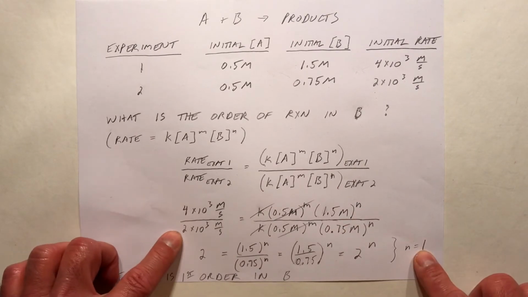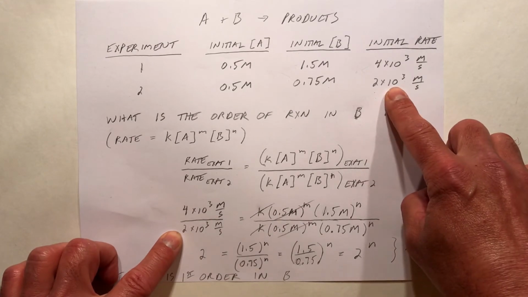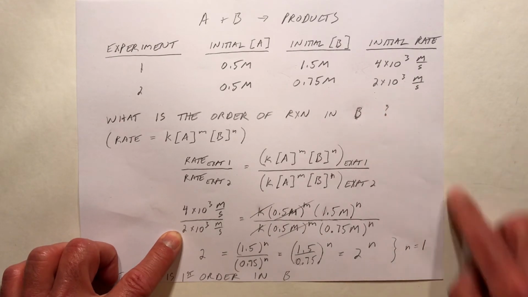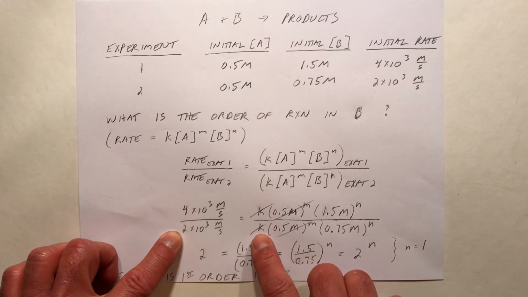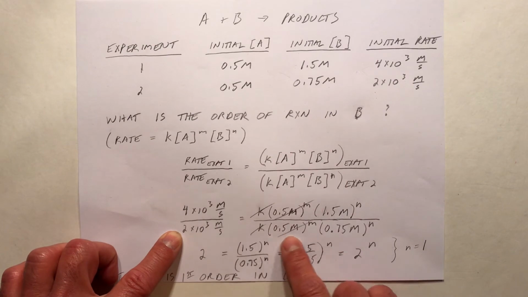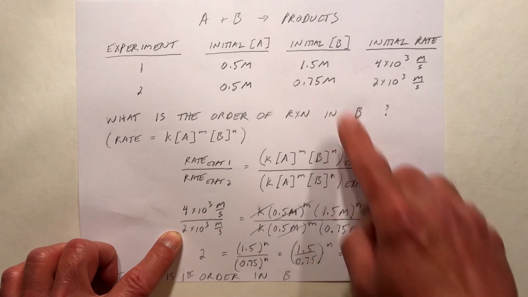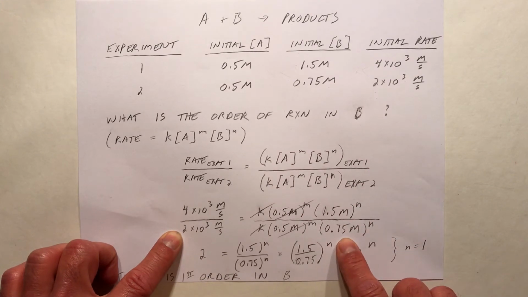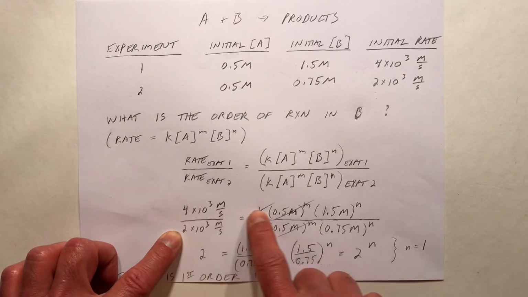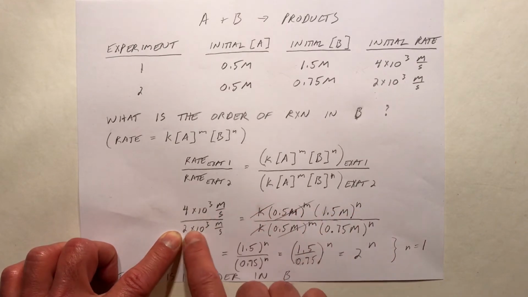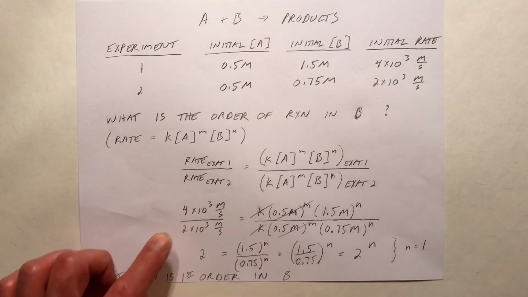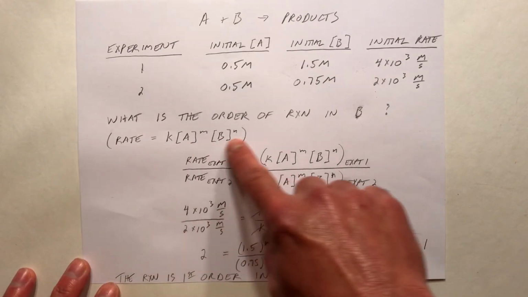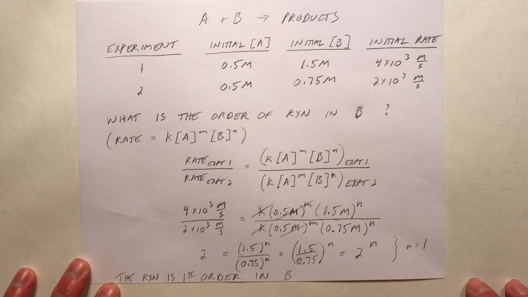Now for experiment 2, we have 2 times 10 to the third molar per second. And then we also have K in that expression. The concentration of A is again 0.5 molar raised to the m power. And the concentration of B in experiment 2 is 0.75 molar raised to the n power. So again, these are all data points from experiment 1 and here from experiment 2. And we divide out this equation for experiment 1 divided by experiment 2.